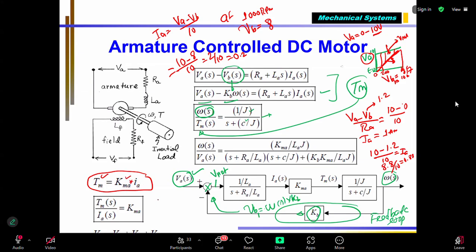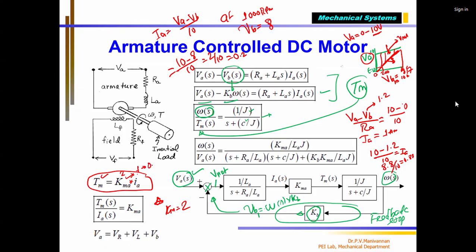Okay, I say that my KMA equals, say, 2, for understanding purposes. This is going to remain constant, but my IA was varying from 1 amp down to 0.2 amps. So this is 2, and this is varying from initially 1 amp.